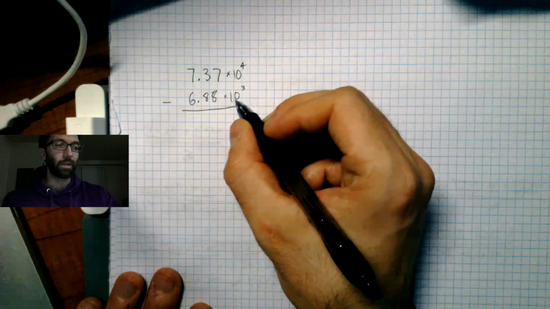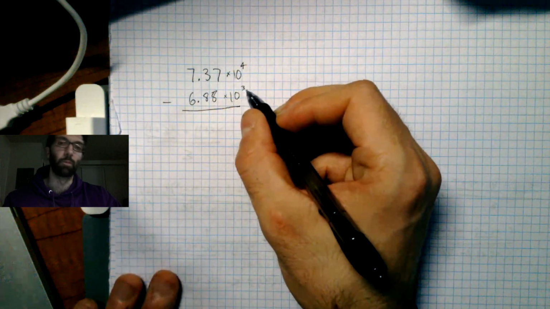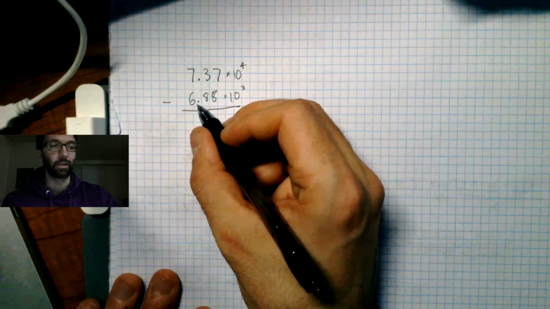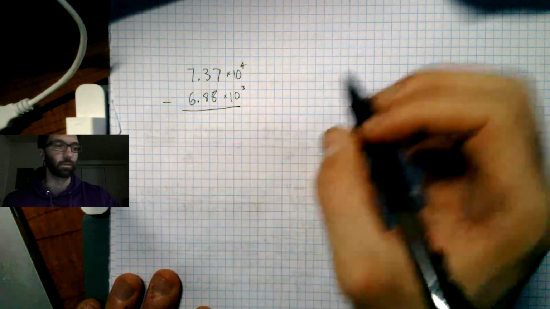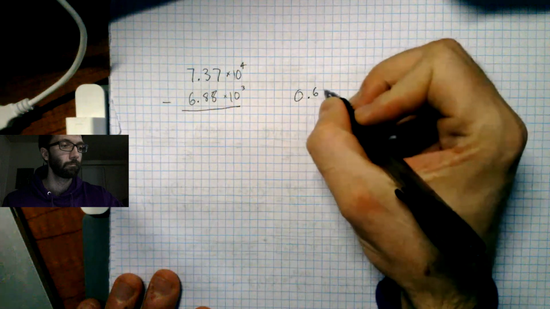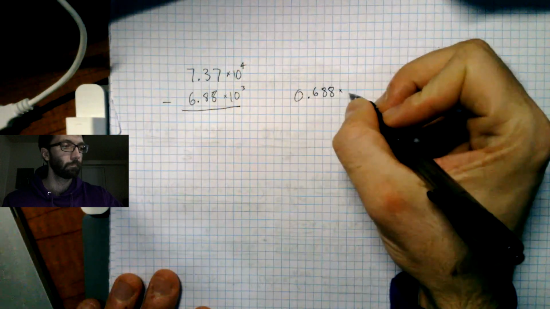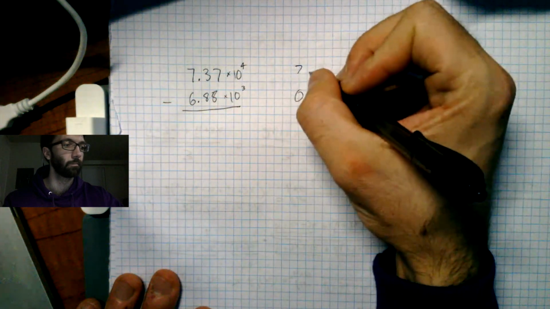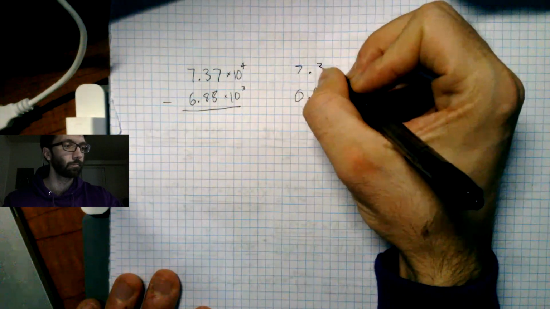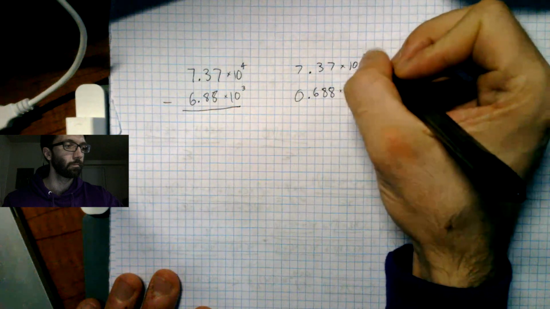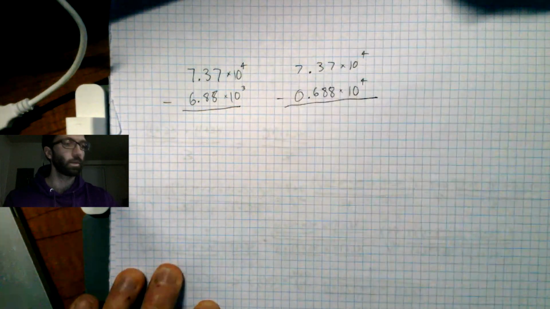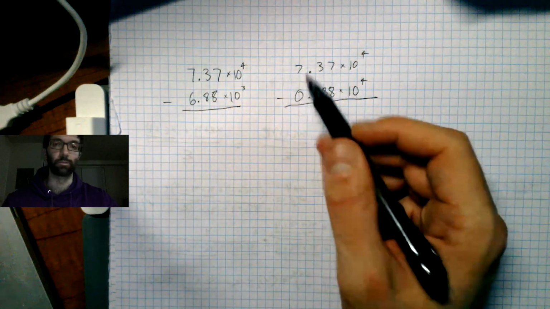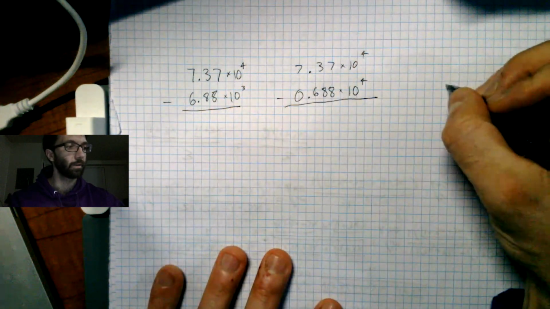So since I want to make this 10 to the 4th, that means I'm multiplying by 10, which means I'd have to divide this by 10, which means I'd have to move the decimal to the left. Okay, and I'll copy this one down. Okay, and now since my powers of 10 match, I can just go ahead and subtract these values, which I'll do off on the side here.